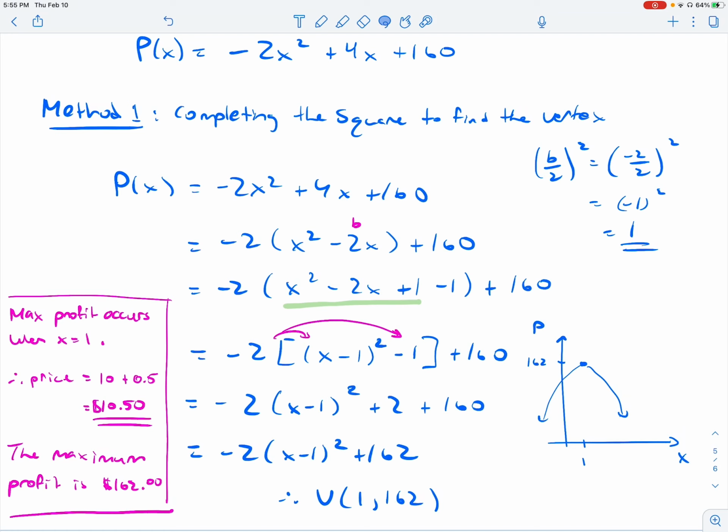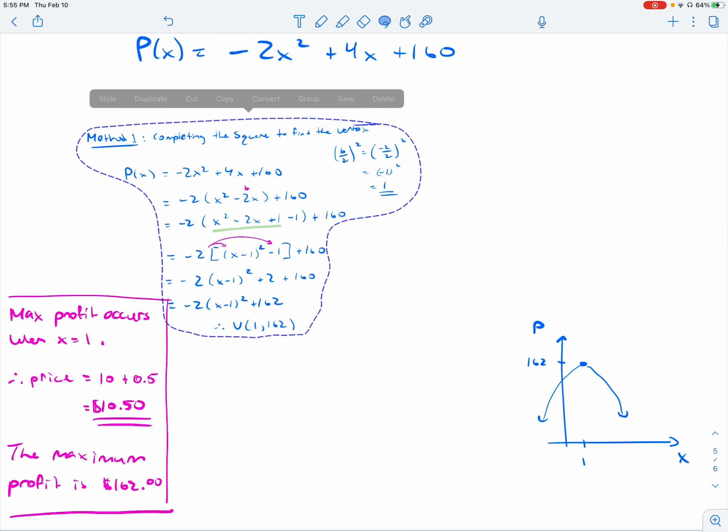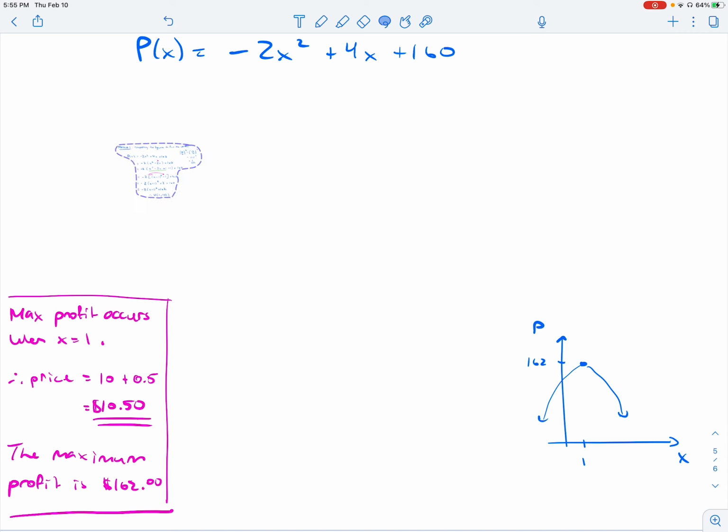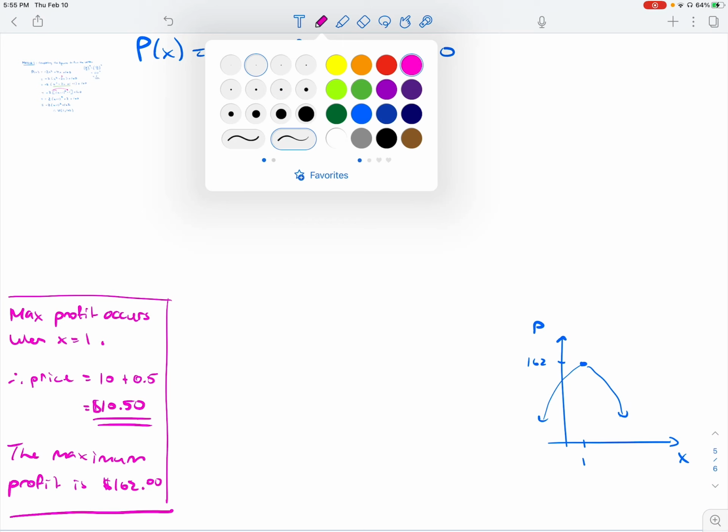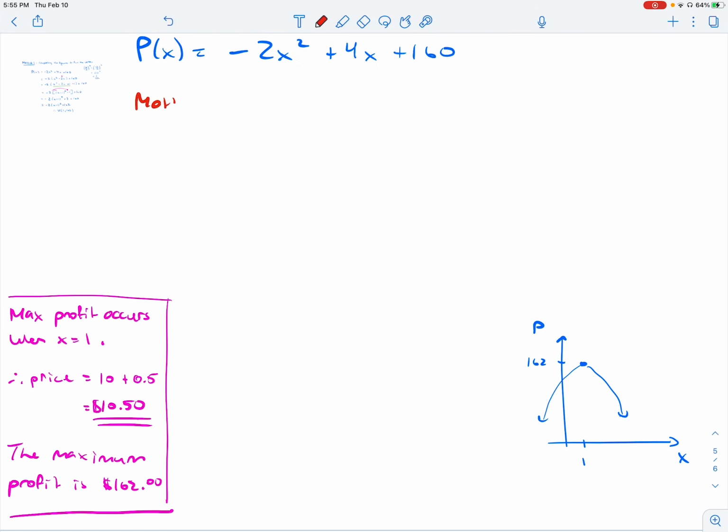So I'm just going to go ahead and shrink this, that way we can hang on to it for later when we go to check our answer. And I'll do this one in red. So this is going to be method 2. Okay, and we're going to solve by partial factoring.